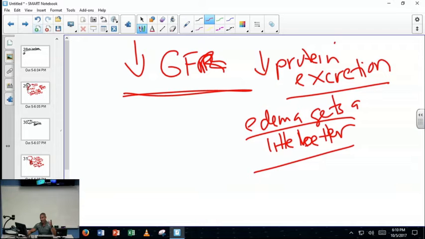So presentation-wise, it may look better, but in actuality, it's much, much worse. So you have less protein. The protein excretion is going to go below 3.5 grams a day.